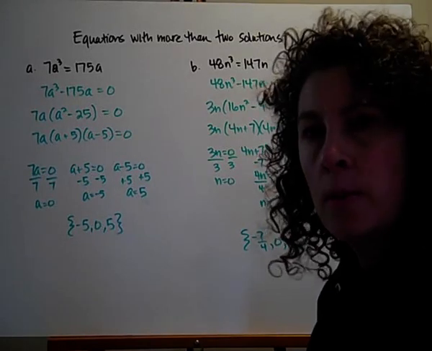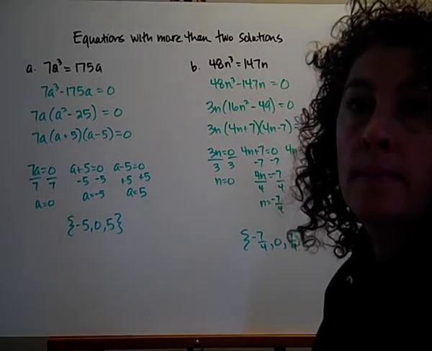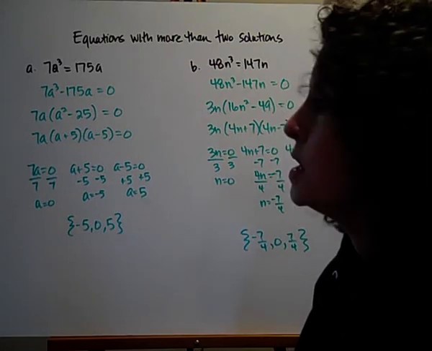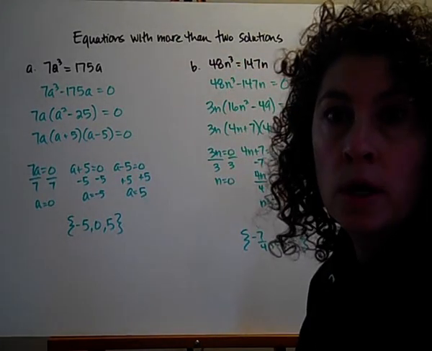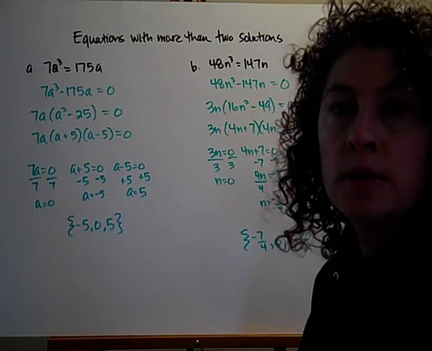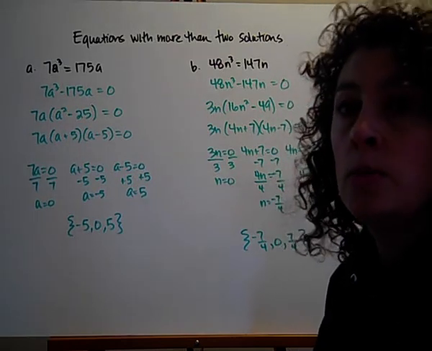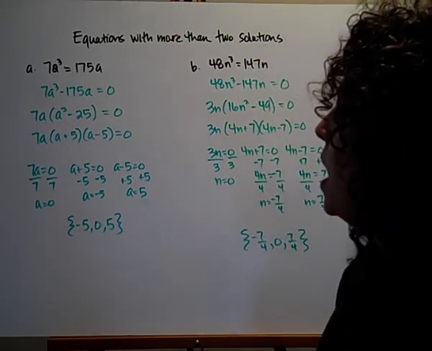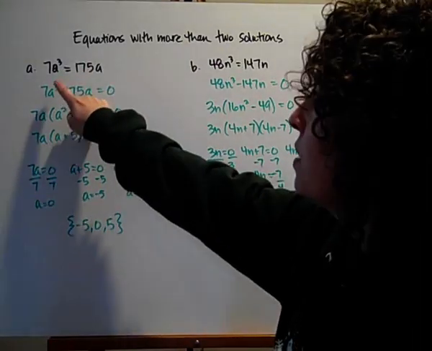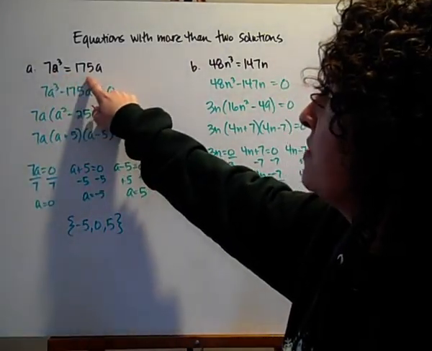So we've looked at polynomials that when we factor them, we actually get more than two factors. And what that also will do is when we're working with an equation that ends up with that polynomial as one of its expressions, we could end up with more than two solutions. So let's take a look at two examples here. I have 7a cubed equals 175a.